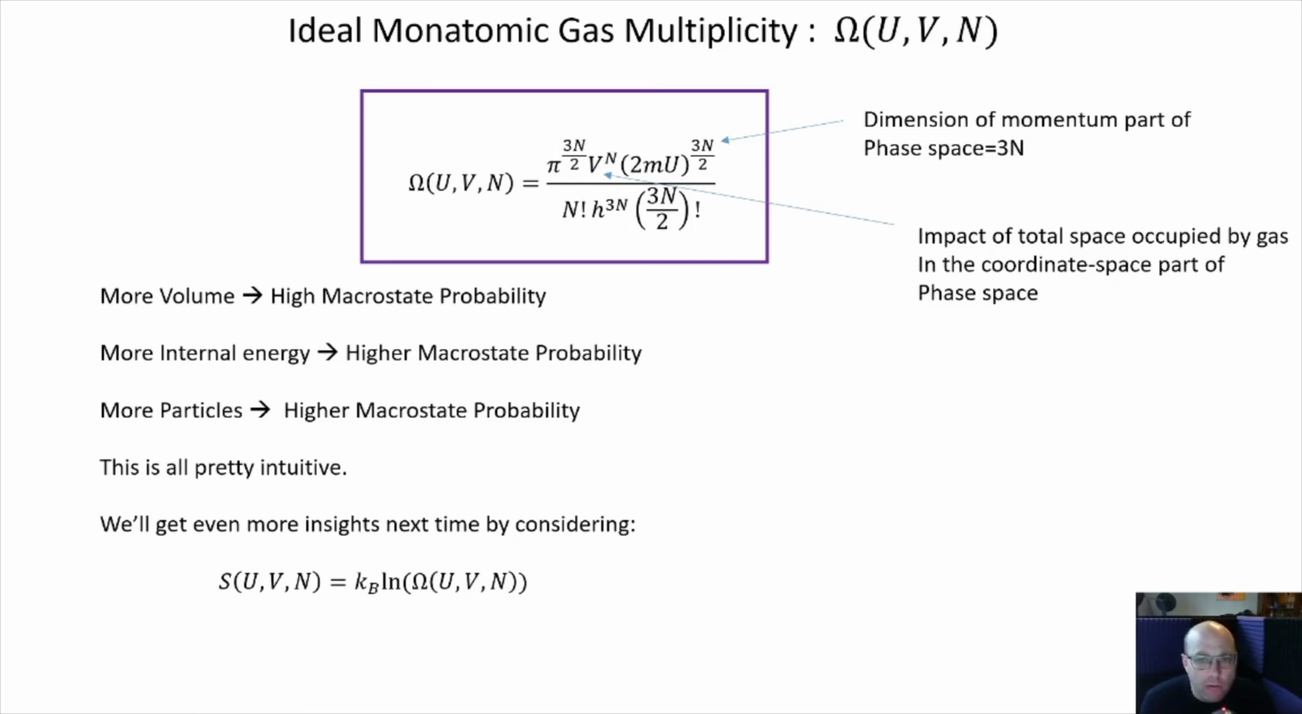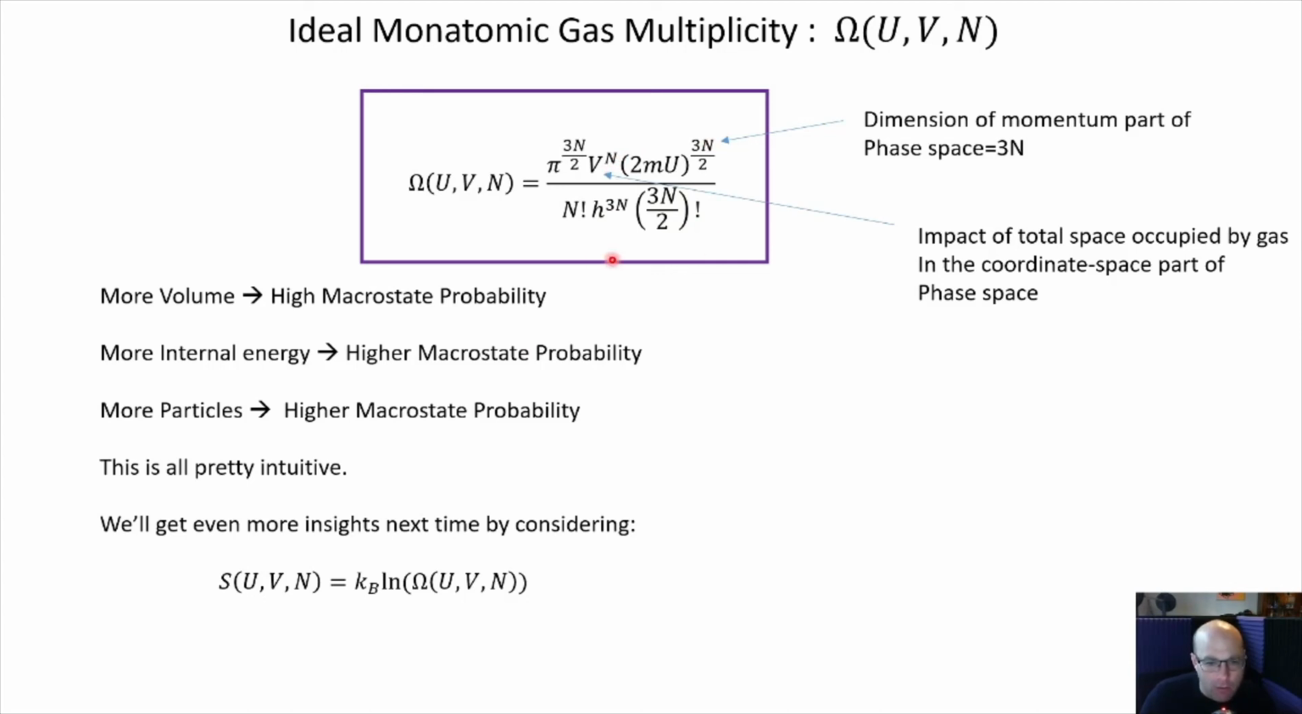So, physics implications of this formula. More volume gives you a higher macrostate probability. That's fairly obvious, but it's also an extremely strong effect, right? It's V raised to the nth power. Very significant. More internal energy, same deal. Higher macrostate probability, and it's exponential. More particles, yes, it's appearing as an exponent. Well, the factorial's in the denominator, so that's complicated, right? But it's pretty intuitive what this means.